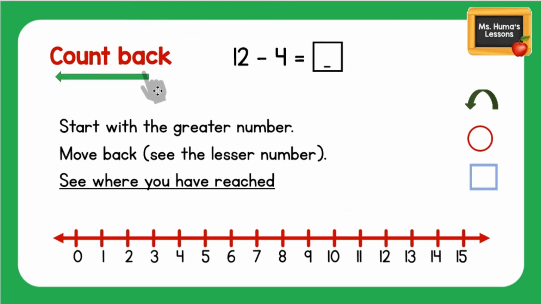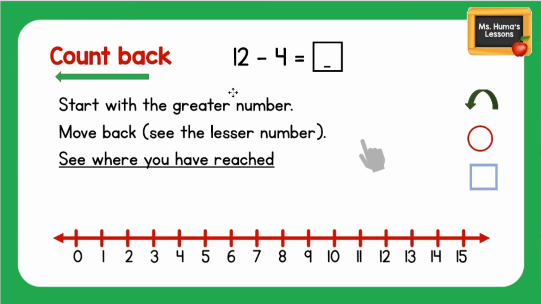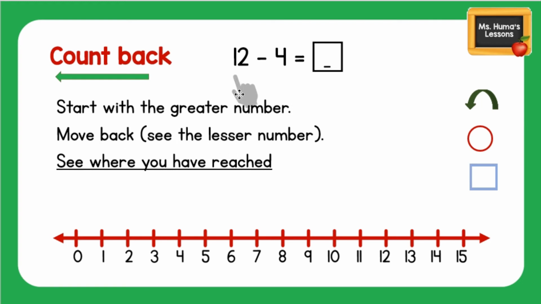Now let's see how we can solve the same equation using the count back method. I think most of us already know how to do the count back method to subtract. Just revise it once again. What we are supposed to do, we have to grab it and put it up here again. We have to start with a greater number. We have to see which one is a greater number. 12. We are going to start from number 12.